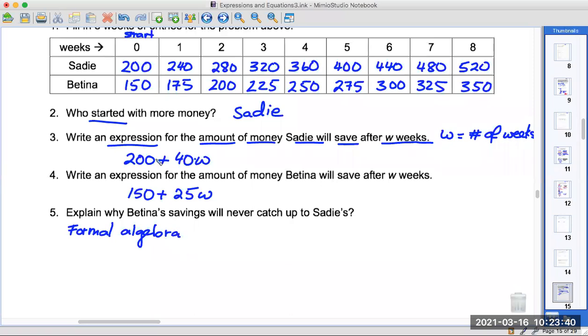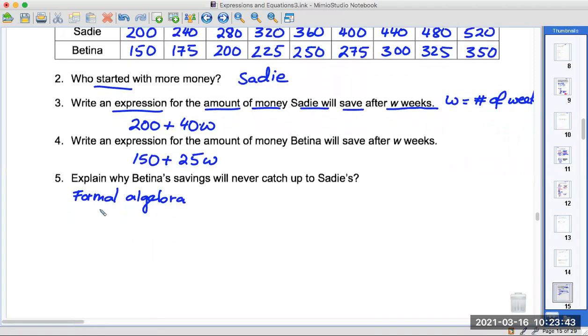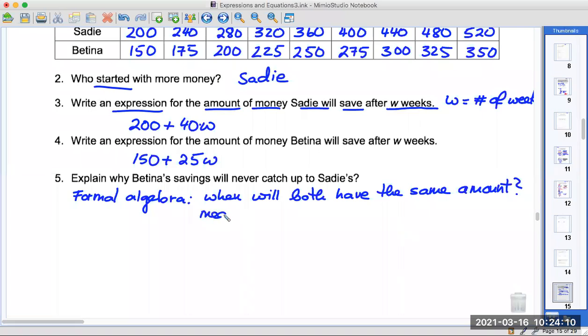So you can say, when will the two expressions be equal? Formal algebra can say, when will both have the same amount saved? Okay, now what that means: when will both expressions be equal? These two.